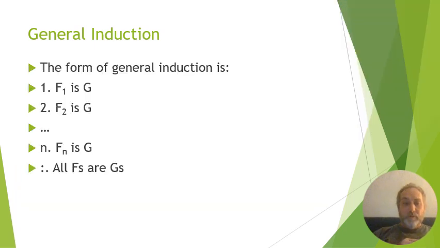So here's the general form of general induction. Again, the premises are the same as next case induction. So premise one, F1 is G: crow one is black, onion one is gross to me, however you want it, right? F2 is G, F3 is G, down to Fn is G, however many observations you make. But here the conclusion is all Fs are G. All crows are black, all onions are gross.